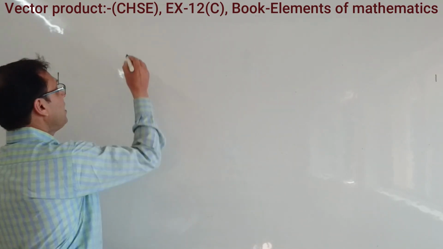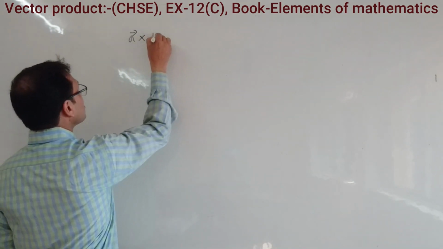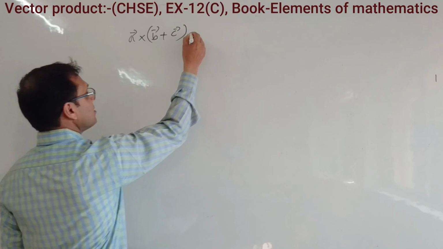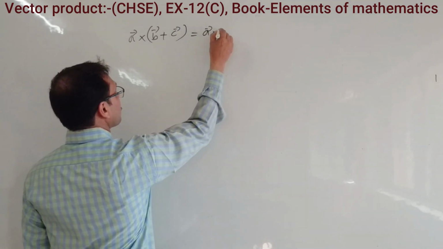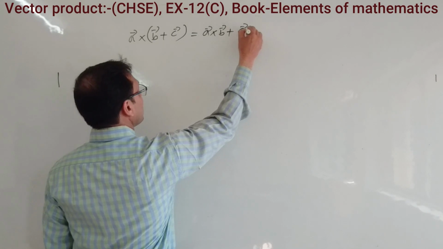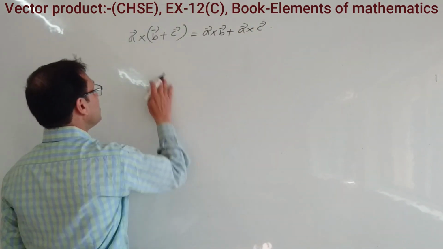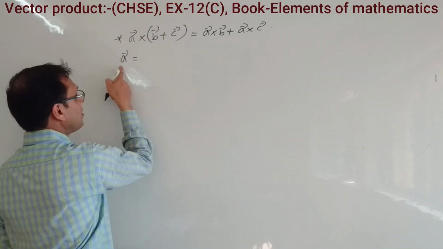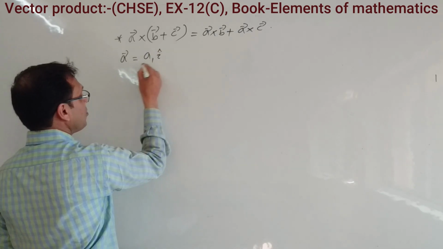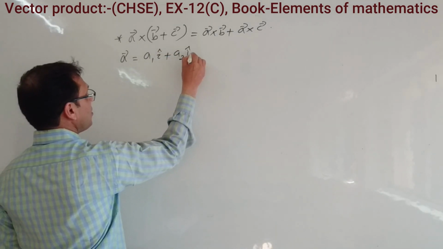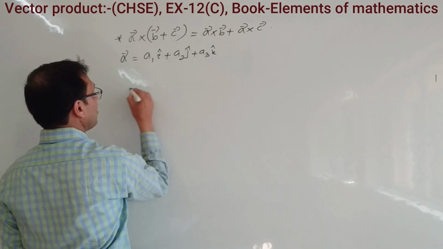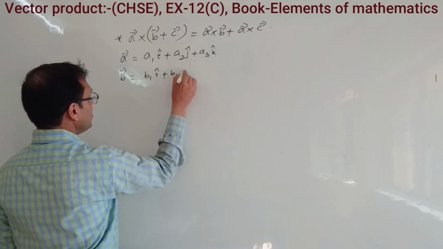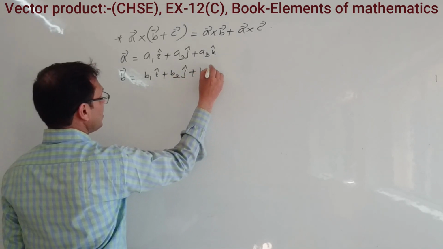The vector product is distributive. How is it? A cross (B plus C), that is, the vector product over vector addition, can be written as A cross B plus A cross C. So using these properties you can find, suppose the A vector can be written as A1 i cap plus A2 j cap plus A3 k cap as component vectors, and B vector is equal to B1 i cap plus B2 j cap plus B3 k cap.